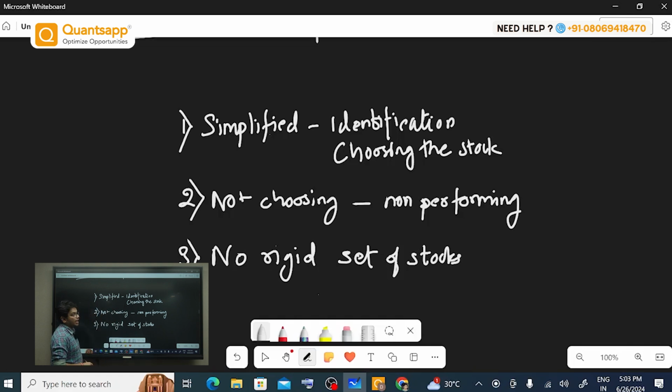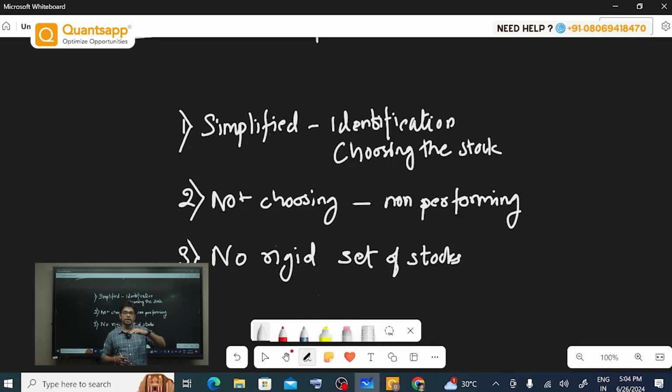As a new trader, or even as an experienced trader, these are the problems which the index contributor has solved for you. First, it has simplified identification and choosing the stock. You don't need software which directly gives you the indication that there is a breakout and you can select this stock. This is the momentum. It has given the set of stocks rallying along with the index, so you can choose them and make a significant amount of profit.